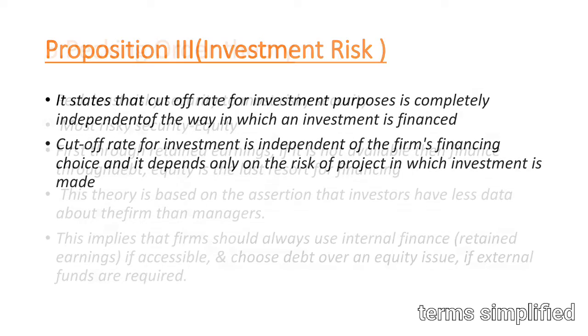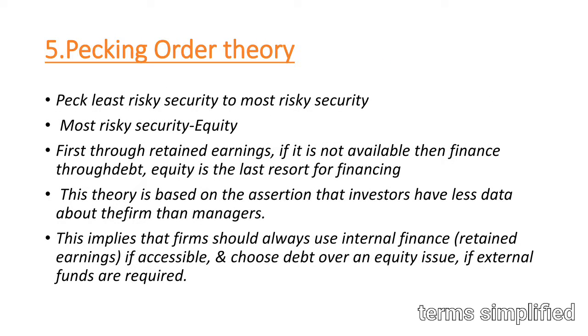5. Pecking order theory. Pick from the least risky security to the most risky security. The most risky security is equity. Capital raising is first through retained earnings; if that is not available, then finance through debt. Equity is the last resort for financing.